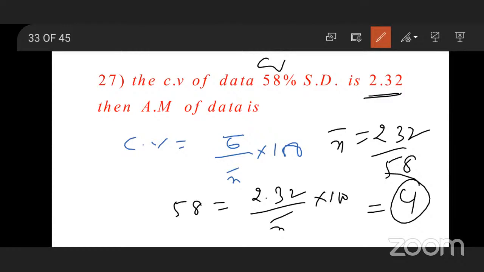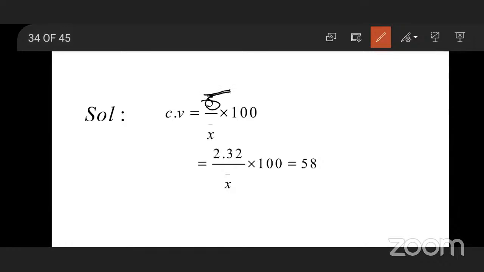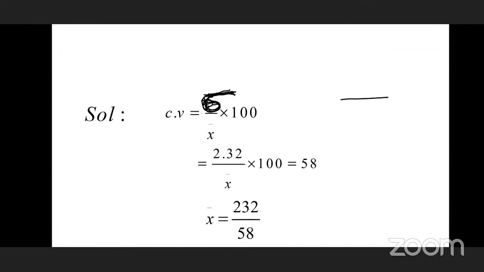What is the formula? CV is equal to sigma by x bar into 100. What is the sigma value? Sigma value means the root of variance, which is equal to standard deviation. Standard deviation is equal to under root of variance only. The way of procedure is this. What is the sigma value? We get 2.32 by x bar into 100 is equal to 58. What do you want? You want only the x bar value. x bar value is equal to 232 by 58 only. Therefore, arithmetic mean is equal to 4 only.